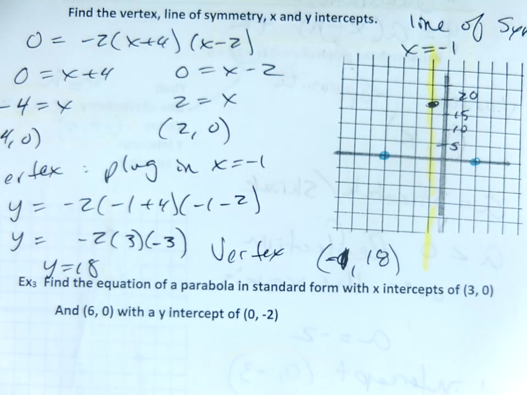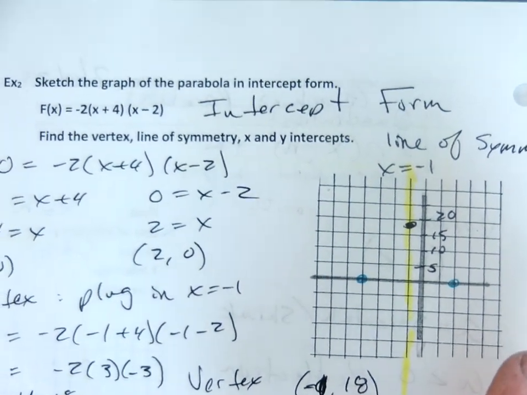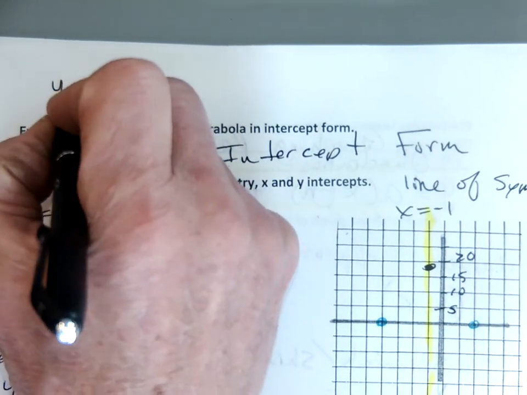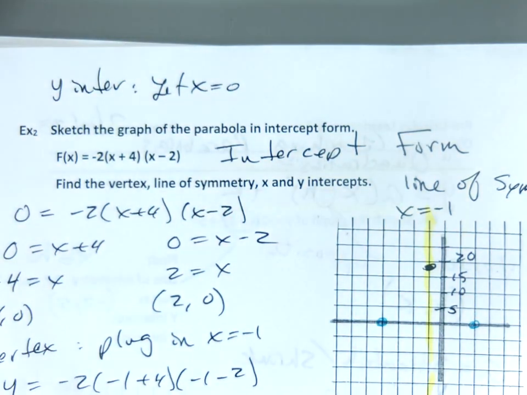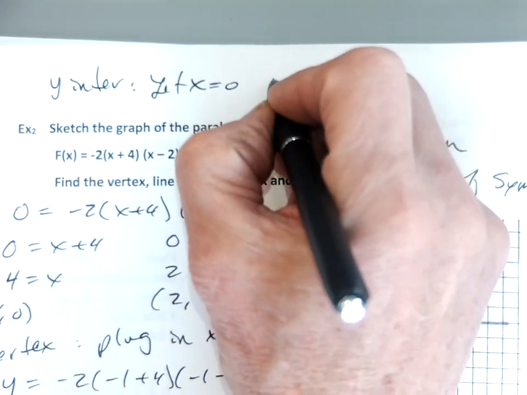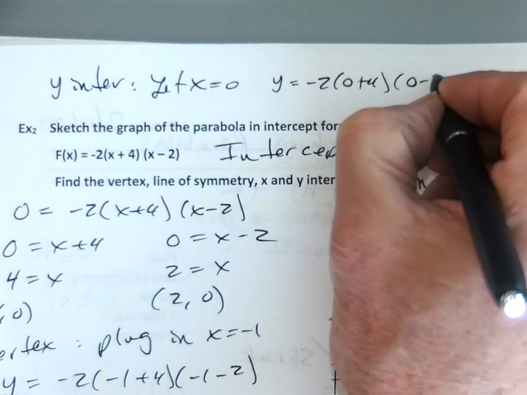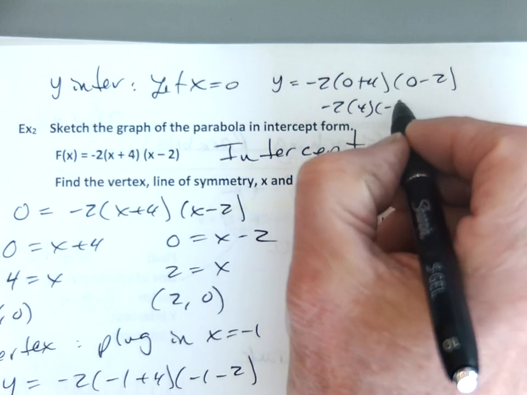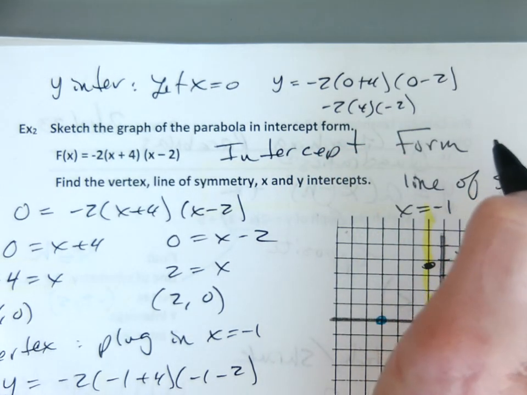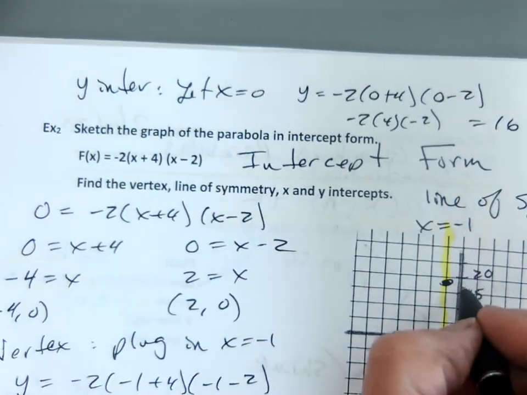And then the y-intercept is pretty easy. The y-intercept is if x is 0, right? I have to squeeze. I'm running out of room. I'll squeeze this up here, okay? Okay, the y-intercept. Let x equal 0. So I'd have y equals negative 2 times 0 plus 4 times 0 minus 2. Let's see. Negative 2 times 4 times negative 2 is 16, right? Positive 16. So I'd have a positive 16, which is probably right about there.